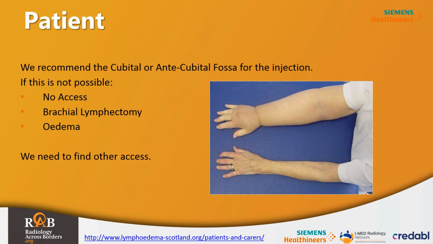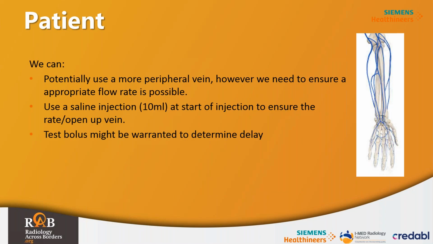Obviously, we cannot control our patients. It's important to work around our patients. Ideally, we would always like to inject into the antecubital fossa. However, this is not always the case, and in some instances, we need to look elsewhere. Some of these scenarios include an inability to find a vein, brachial lymphectomy, and edema. In these cases, I would look to the other arm or more peripheral access. We could potentially use a reduced flow rate and/or a test injection of saline to test its patency, and/or use a test bolus to more specifically determine the scan delay required.